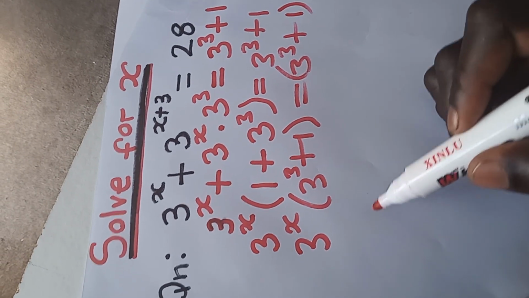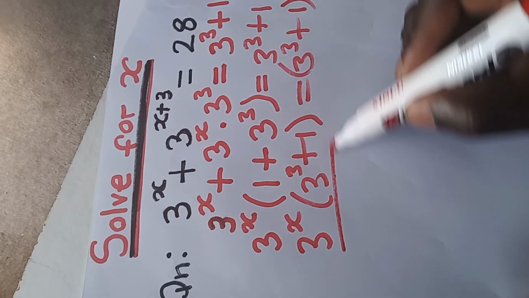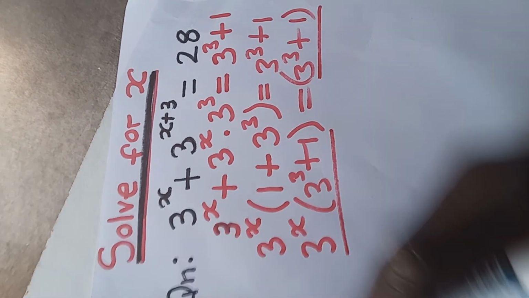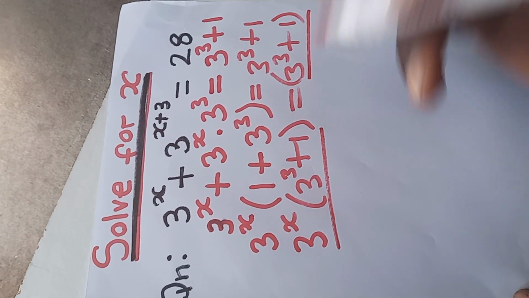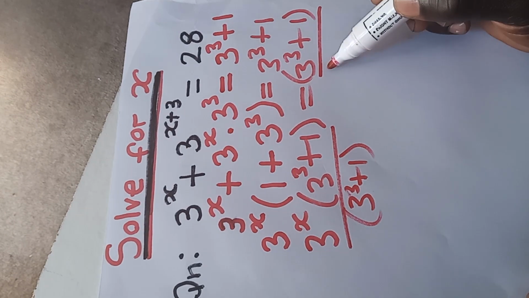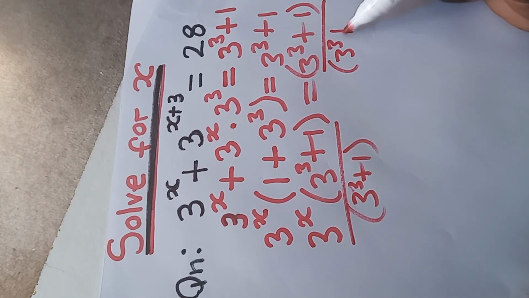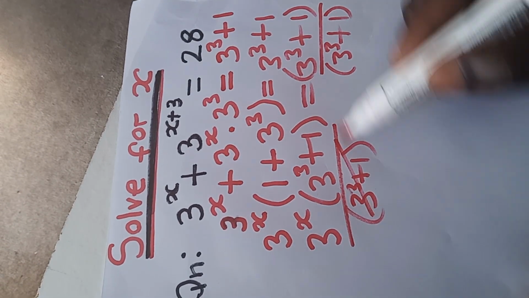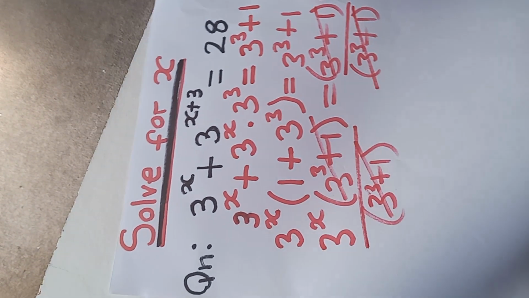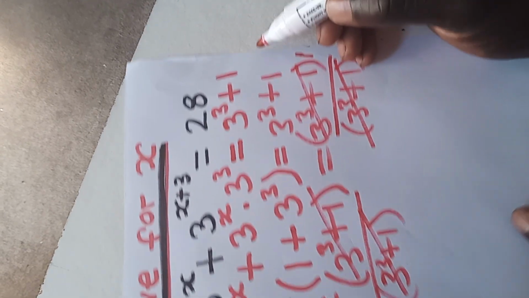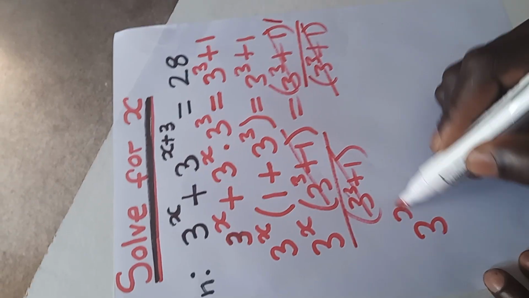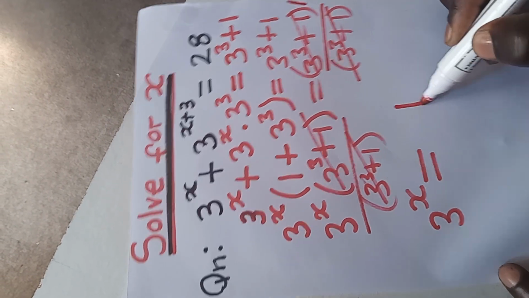So what it means is, now we can divide on both sides as we do with any equation. When you're solving equations, what we do on the left side, we have to do on the right side. So in this case, we're dividing by 3 to the power of 3 plus 1 here, and 3 to the power of 3 plus 1 this side. So this part will cancel this part, and this part will cancel this part to give a 1. It becomes a 1 on this side. So finally, we have 3 raised to the power of x being equated to a 1.